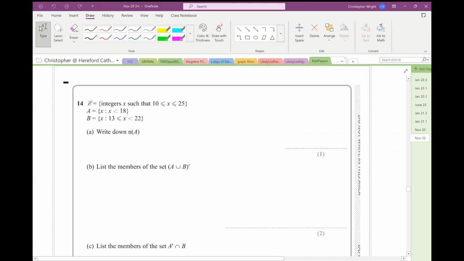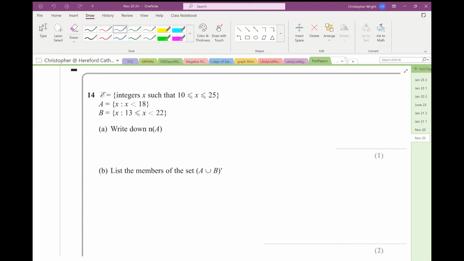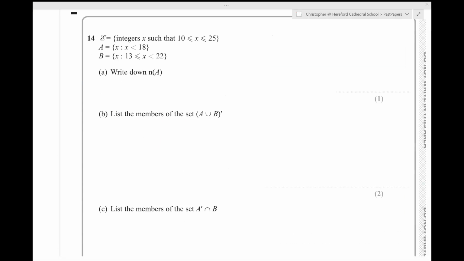Question 14. All right, so it looks like we're looking at Venn diagrams here. So we've got a universal set with all the numbers from 10 to 25 inclusive in it. We've got A with all of the numbers in the universal set which are less than 18. So all the way up here, 15, 16, 17, but not 18. Then we've got B with all the integers from 13, including 13, 15, 16, 17, 18, 19, 20, 21, but not 22.